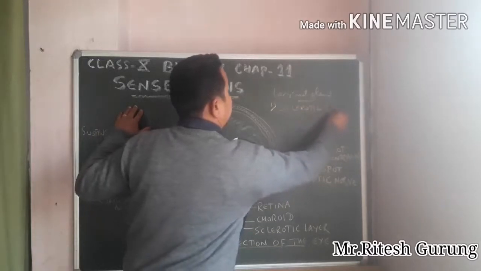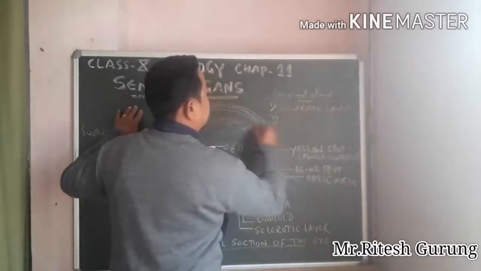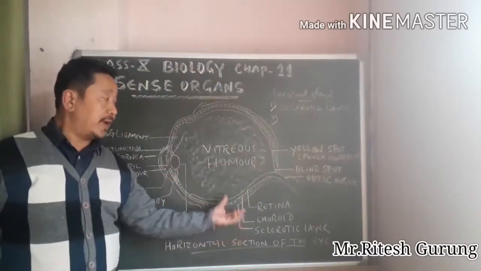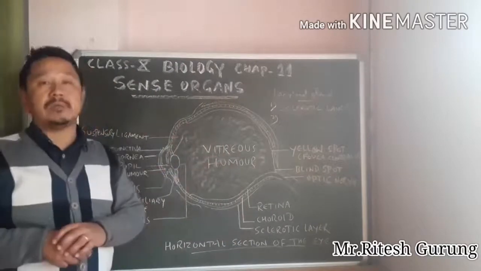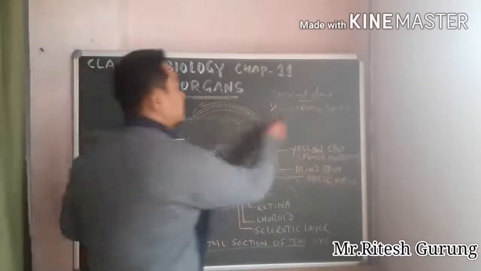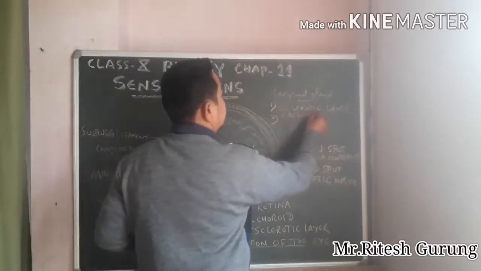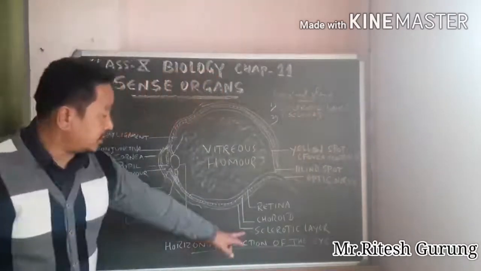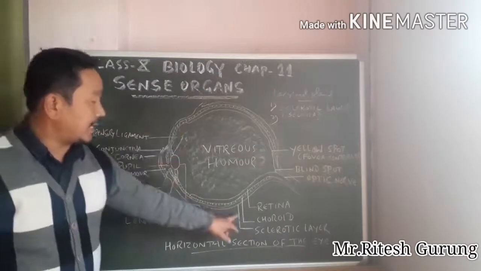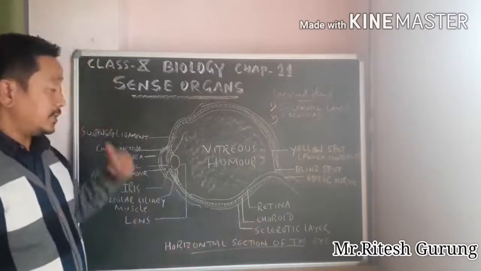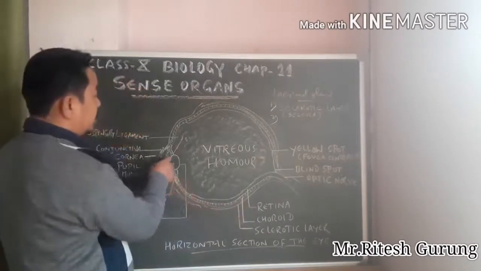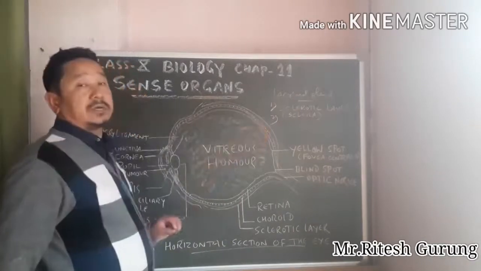The outermost layer that you find in the wall of the eyeball is the sclerotic layer, which is also called the sclera, as it is drawn here. The sclerotic layer goes up to here, you see. Then the second, middle layer goes up to here. It is very nicely shown here, and is called the choroid layer.